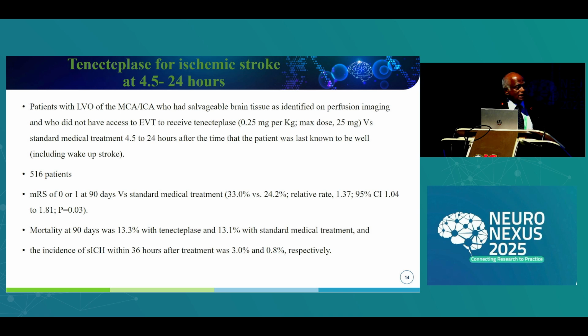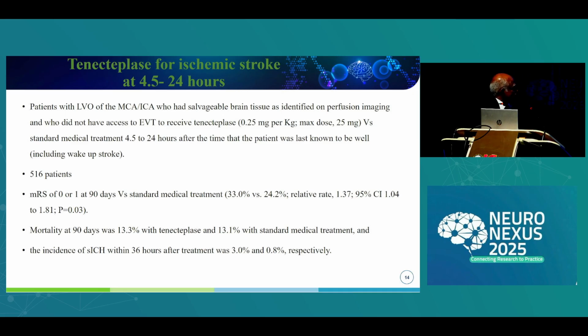The article says that patients with LVO of the middle cerebral artery or the internal carotid artery who had salvageable brain tissue as identified by perfusion studies, be it CT or MR, were to receive thrombolysis if they did not have access to EVT. This is very definitely applicable to a country like India, where thrombolysis is reasonably affordable and achievable, and EVT as of now is prohibitive for the majority of the Indian population by the cost, the availability of infrastructure and the cost thereof.